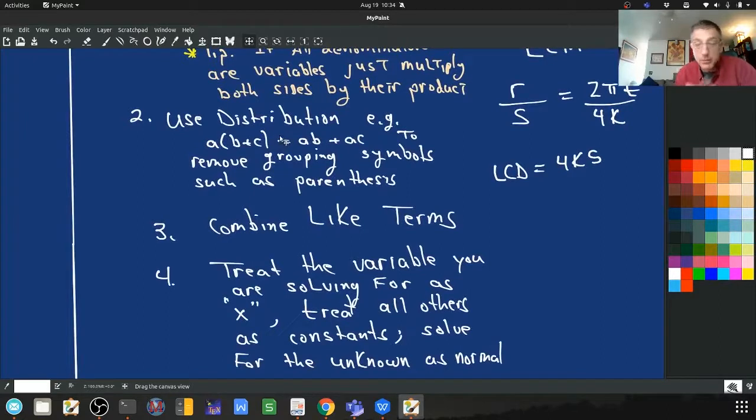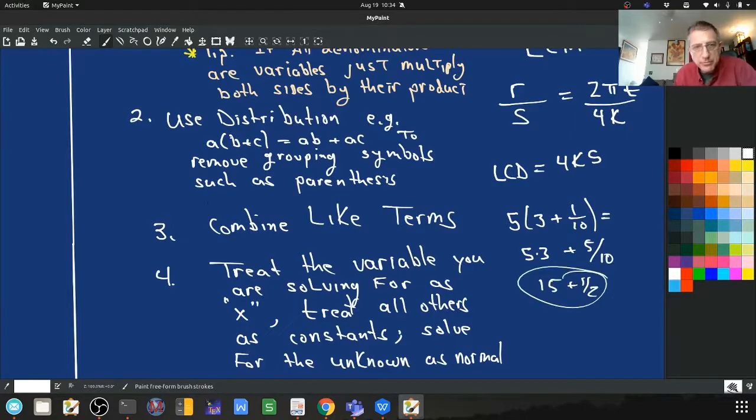Step 2: when needed, use distribution. For example, A times B plus C is equal to AB plus AC. 5 times 3 plus 1/10 is equal to 5 times 3 plus 5 times 1/10, which is equal to 15 plus 1/2. That's what I'm talking about. Use the property of distribution to remove grouping symbols, and the grouping symbols we're talking about here are these parentheses. Then you combine like terms.